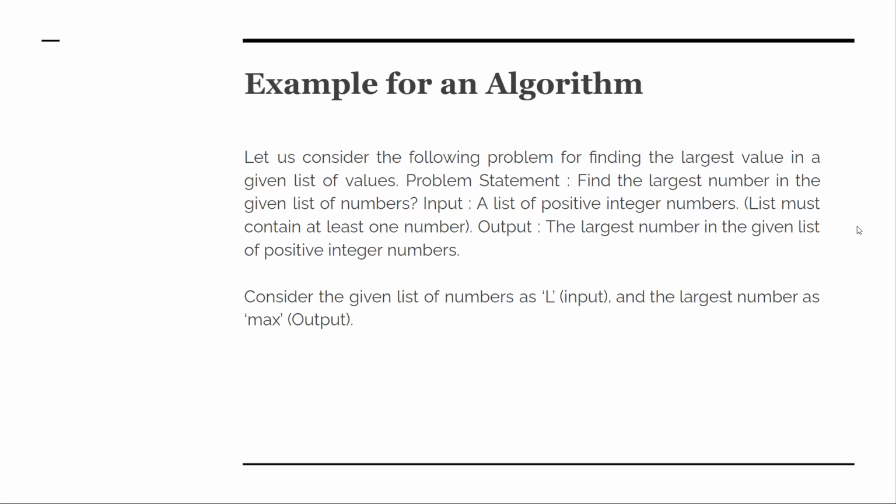And an example of an algorithm. Let us consider the following problem of finding the largest value in a given list of values. Problem statement: find the largest number in the given list of numbers. Input: a list of positive integer numbers. The list must contain at least one number. Output: the largest number in the given list of positive integer numbers. We should consider the given list of numbers as L input and the largest number as max output.